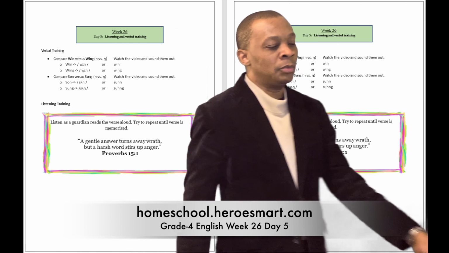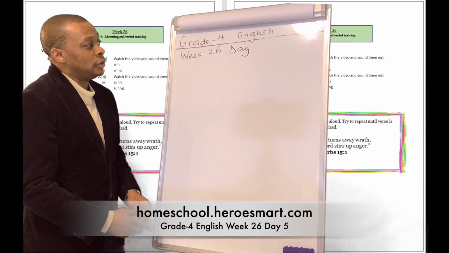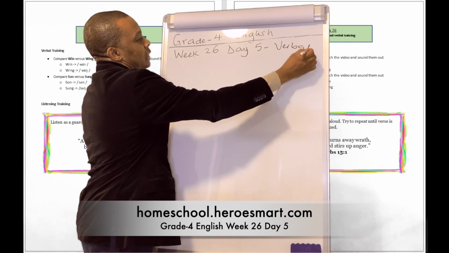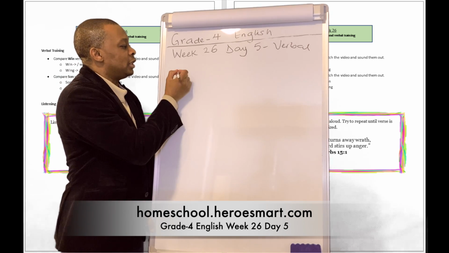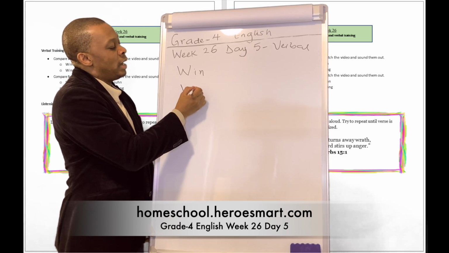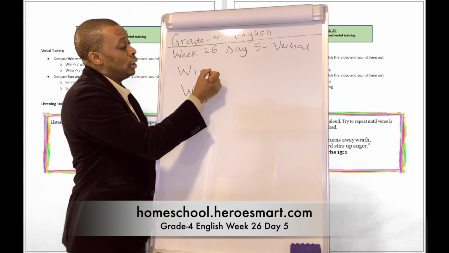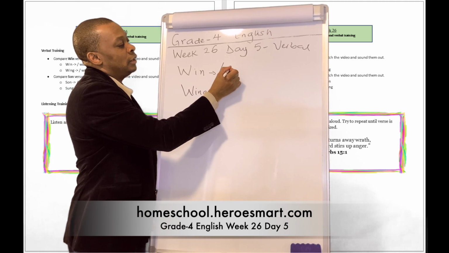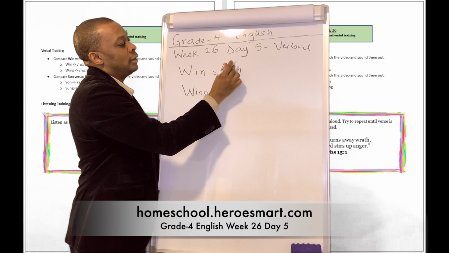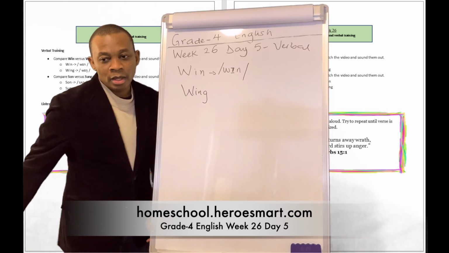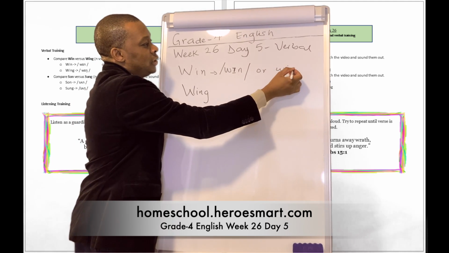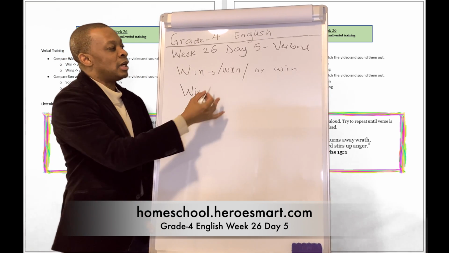All right, so this is what we are going to do. We are going to pair two words together. This is the verbal training aspect of today's lesson. So look at these two words over there. So this is W-I-N and W-I-N-G. Well, this one in IPA is spelled like this. And the phonetic respelling of it is just as it is spelled ordinarily. And it goes like wing.